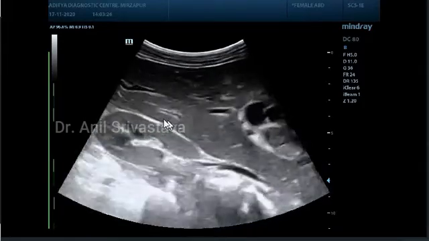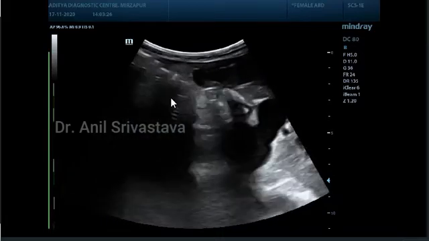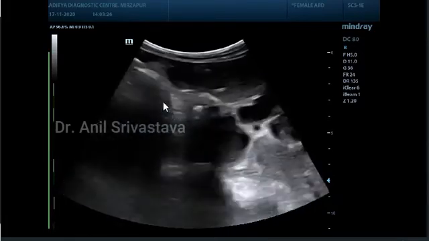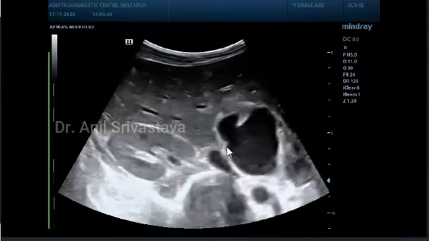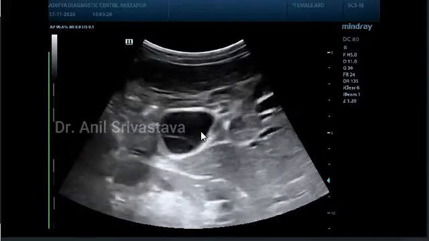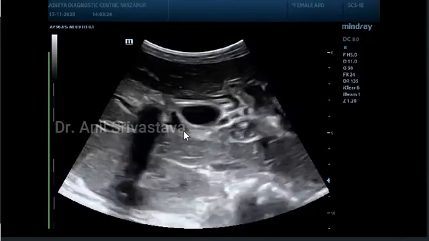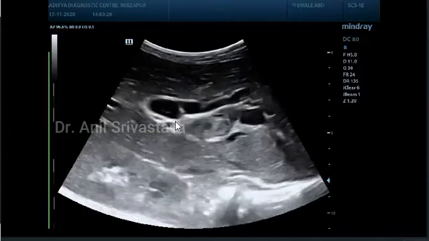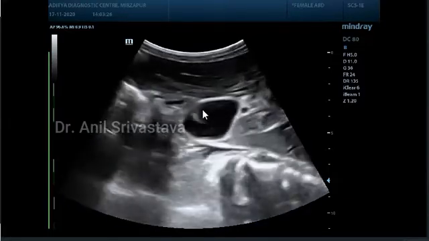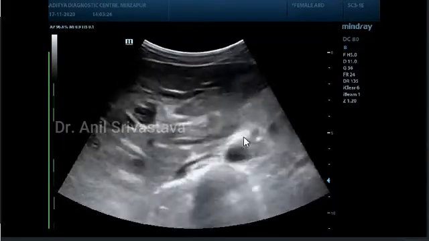You can see dilated IHBR in both lobes of the liver with a small contracted gallbladder here with calculus, and this is a choledochal cyst in the proximal and pancreatic part of the CBD. This is the dilated CBD. This is the portal vein. There is portal vein thrombosis as well.